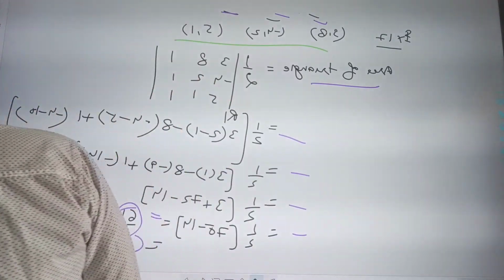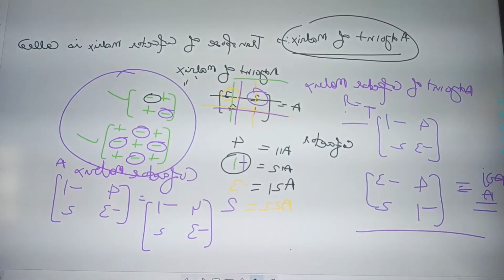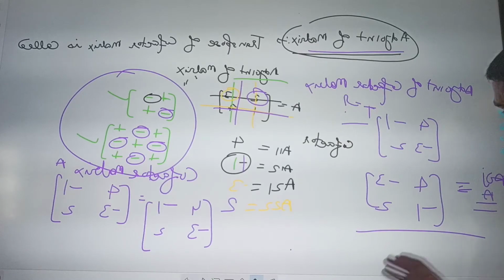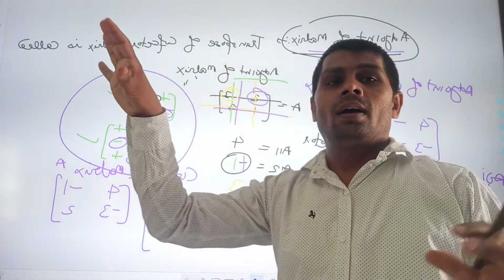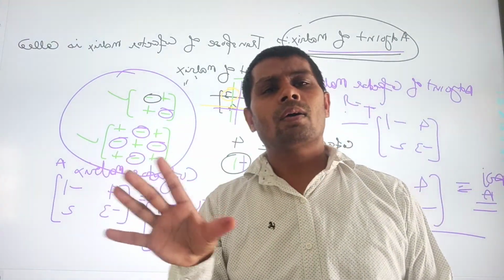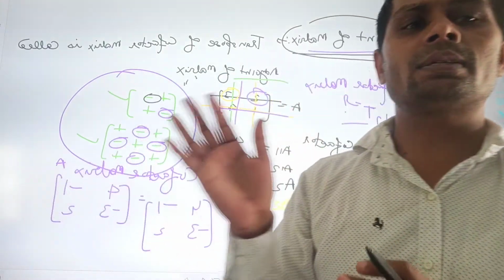Now we should move on to the next part, the adjoint of the matrix. What is the adjoint of the matrix? You know the minors and the cofactors. Now we will deal with the cofactors, not with the minors. Cofactors are more important than minors in this part.